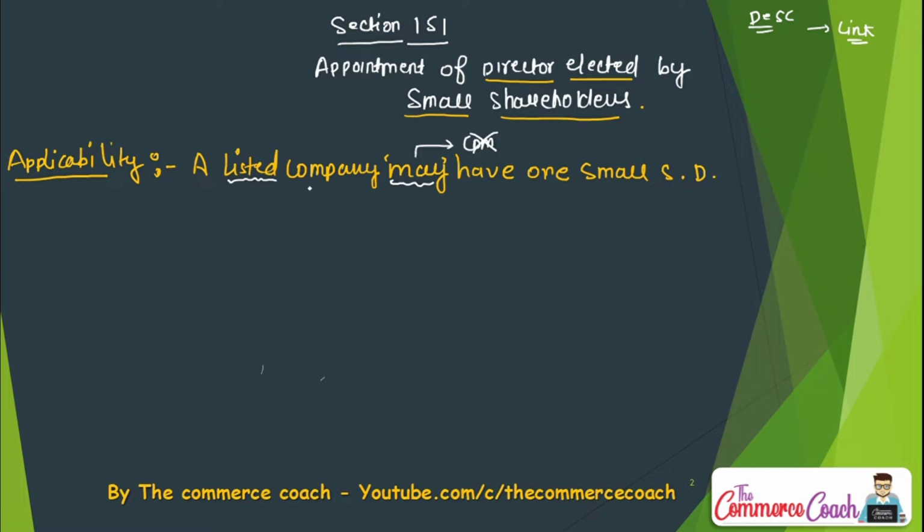Each and every listed company falls under section 151. Now, what is the number of small shareholder directors that a company willing to have one can have? The number is 1. This can be a question as per the MCQ framework. So this section applies to all listed companies, which have the option to have or not to have a director elected by small shareholders.